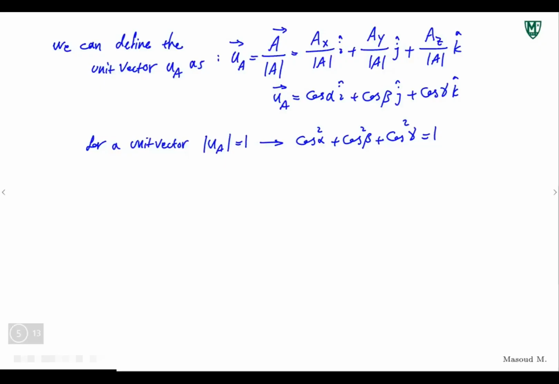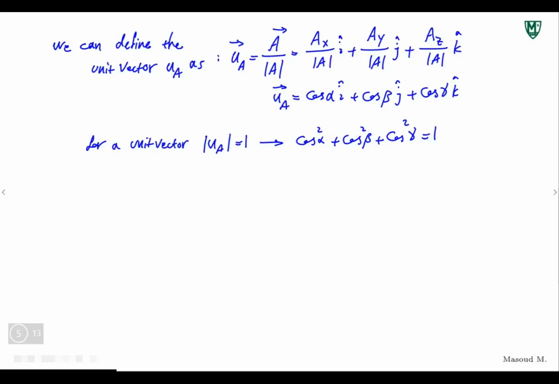So why do we define a unit vector? Because we can represent the vector with its unit vector. As I said, a unit vector has the same direction as the vector itself, but the magnitude is 1. So if we multiply that unit vector with the magnitude of the vector, it gives us the vector itself.